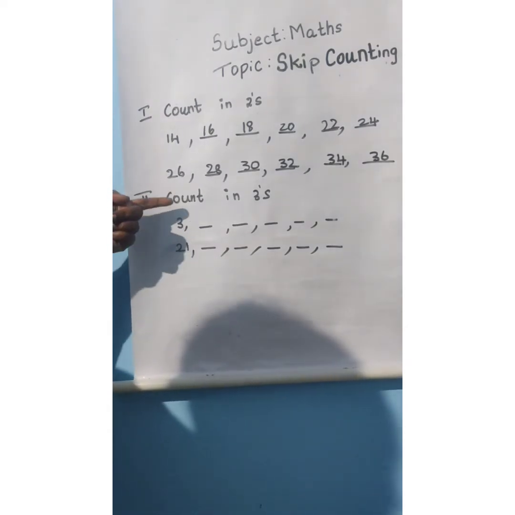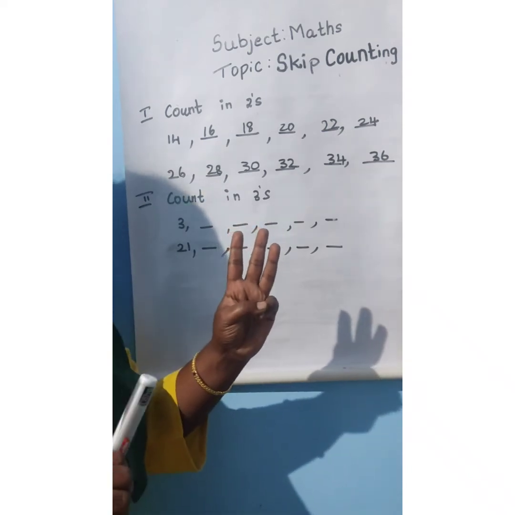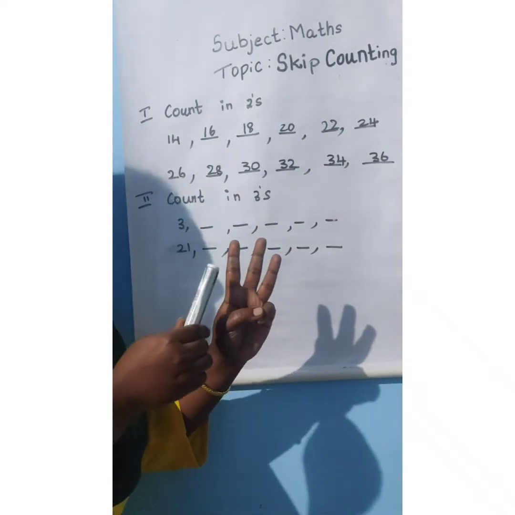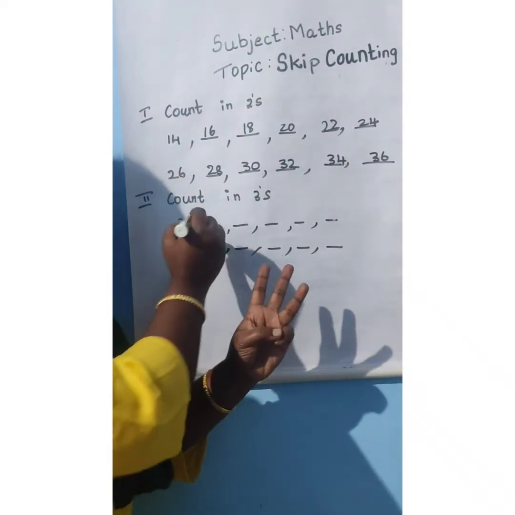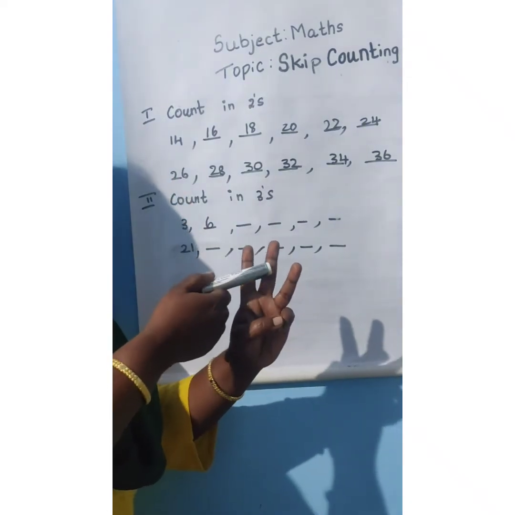Next main, the second main, is count in threes. So now you show 3 fingers. So now we will count 3. Next is 4, 5, 6. So write here 6. Okay, next is 7, 8, 9.